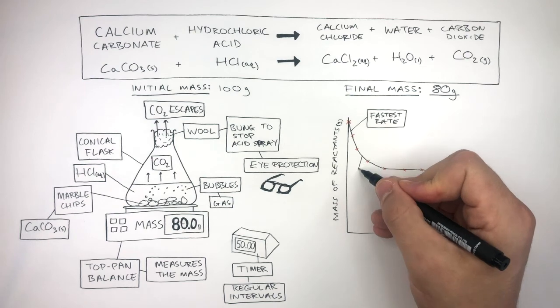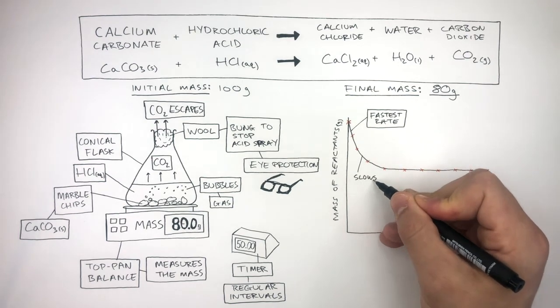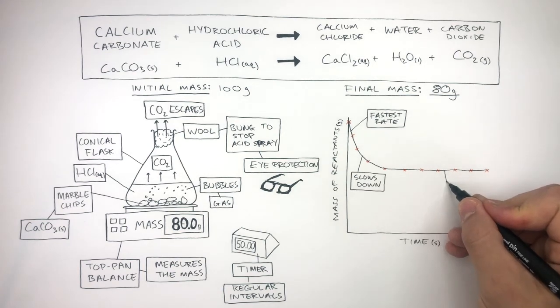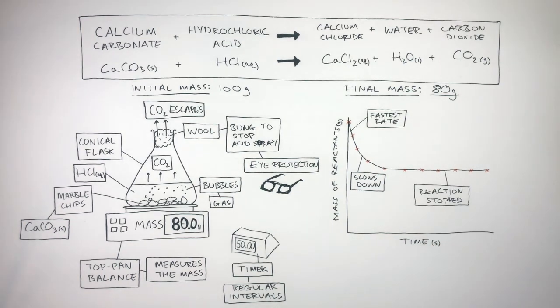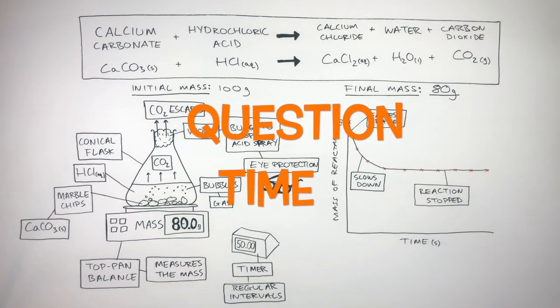As the slope becomes less steep, this means the rate of reaction slows down, and where the slope is horizontal or flat, this means the reaction has stopped, as the mass of the reactants are no longer changing. It's question time. Attempt these questions to check your understanding.